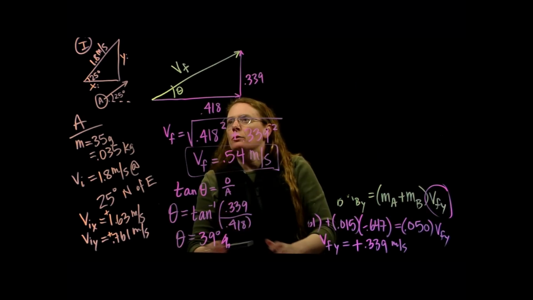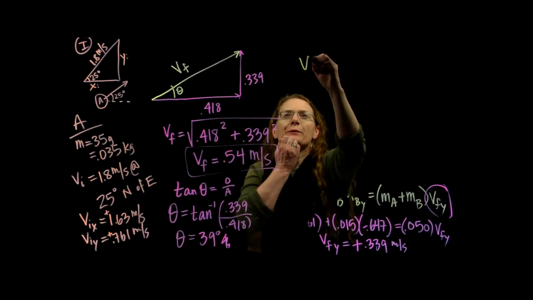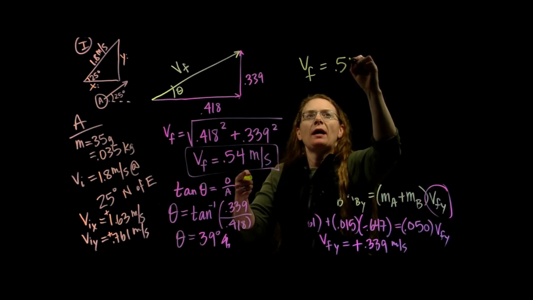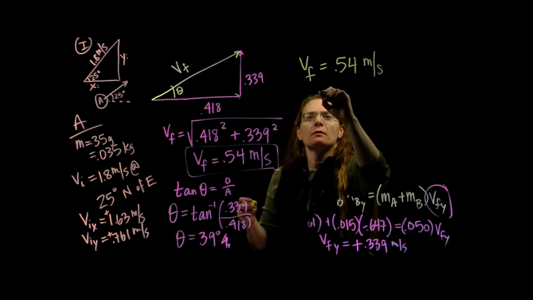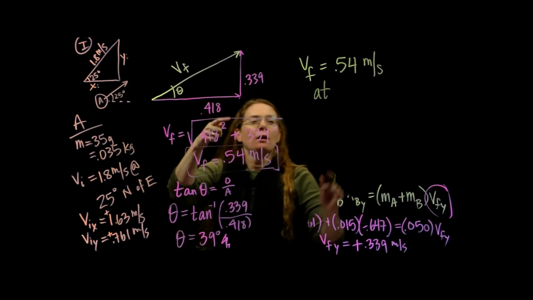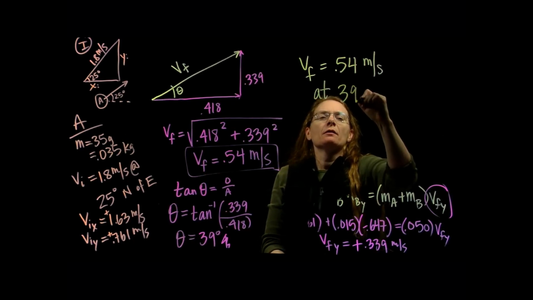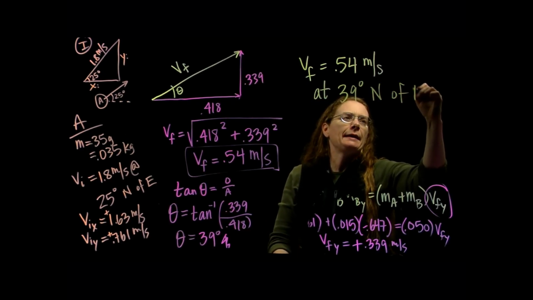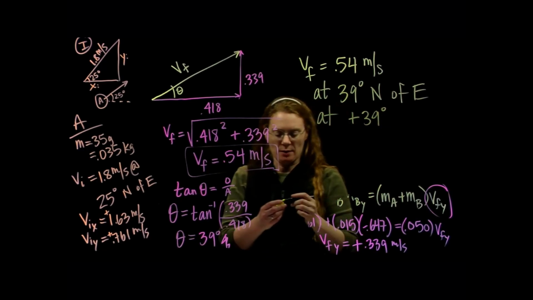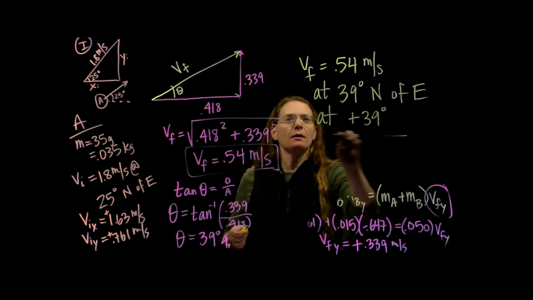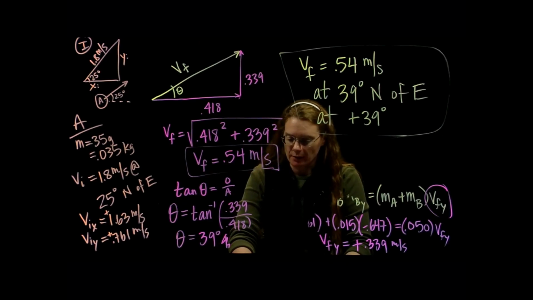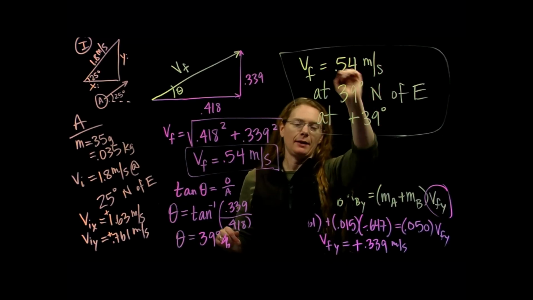Our final answer, let's see, what do we have for our final answer? So the final velocity of the combined glob is 0.54 meters per second at, and now we're going above east. So the angle was 39 degrees north of east. Or if you wanted to use the 0 to 360, just put a plus sign. That one's easy. Yeah, plus 39 degrees. This is what the final answer should be. We were asked, what is the speed and direction of the combined glob? It's moving this fast, and it's moving in this direction.